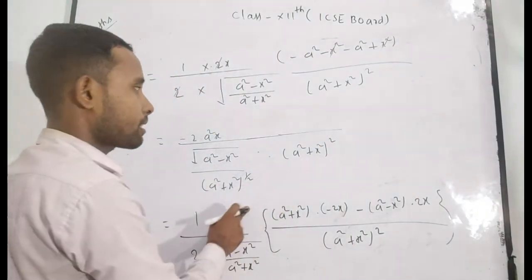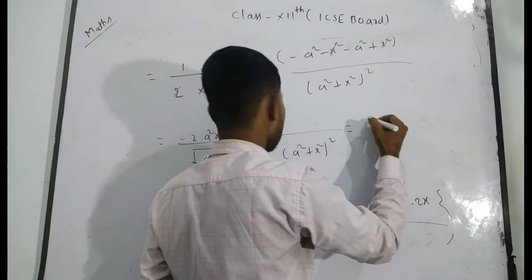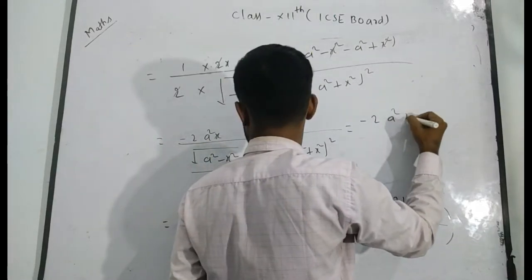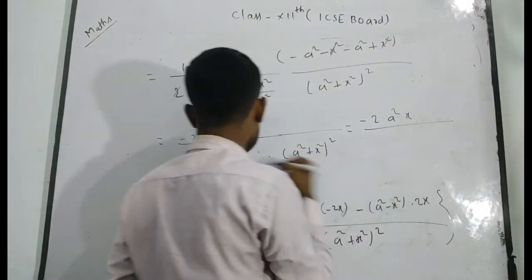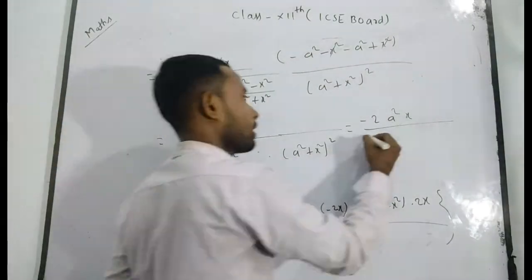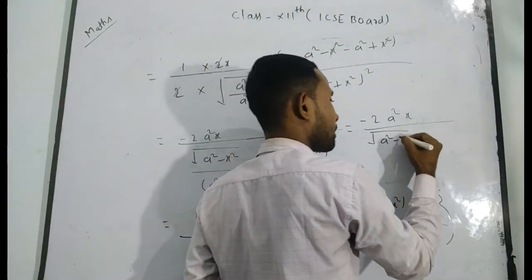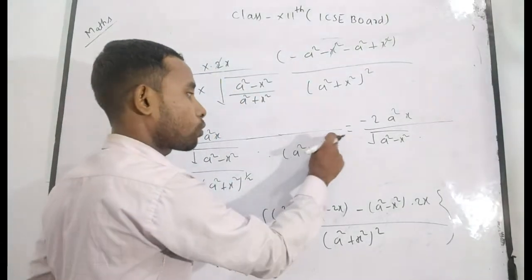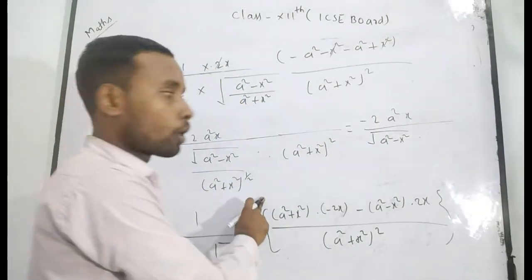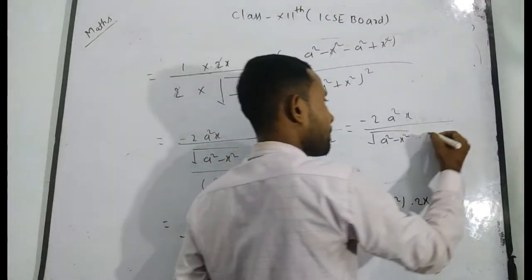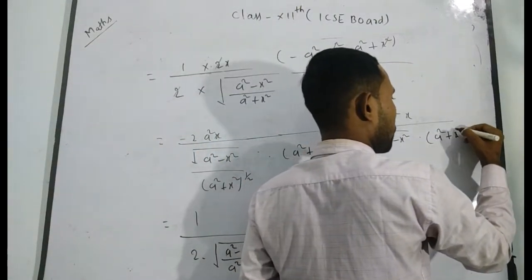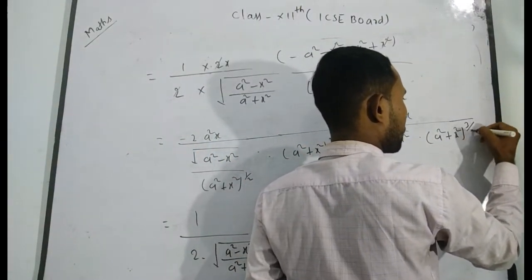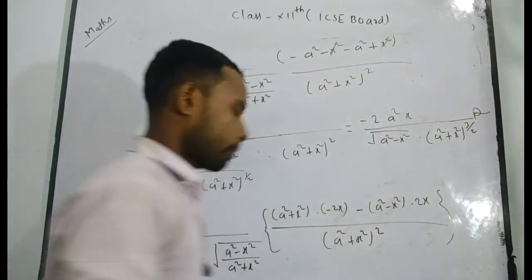In that case power is subtracted because base is the same, so it will be minus 2a square x divided by root under a square minus x square into a square plus x square to the power 2 minus 1 upon 2, which will be 3 by 2, which is your final answer of this problem.